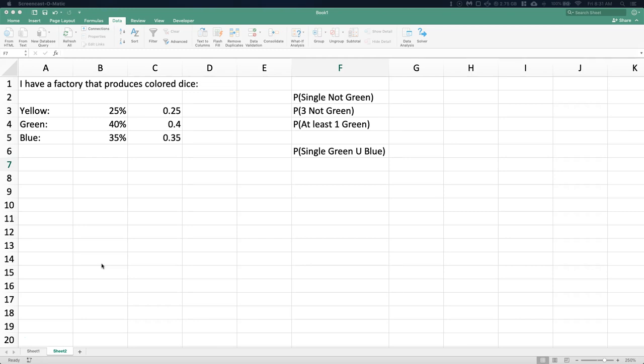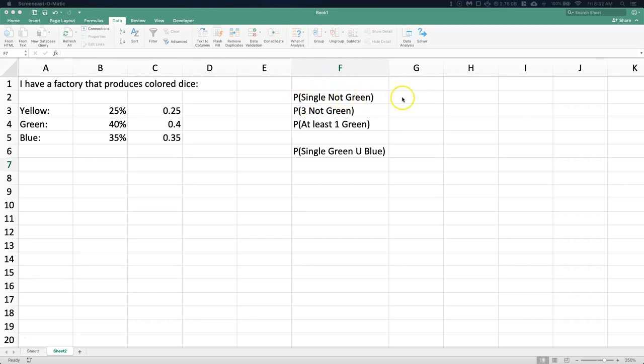So suppose that I have a factory that produces colored dice. My factory produces yellow, green, and blue dice. Of the yellow dice, I've got 25%. Green, I've got 40%, and blue, I've got 35%. So we're able to go through this and just extract the probabilities that we need. Suppose that we draw a single die at random. That will be this first one.